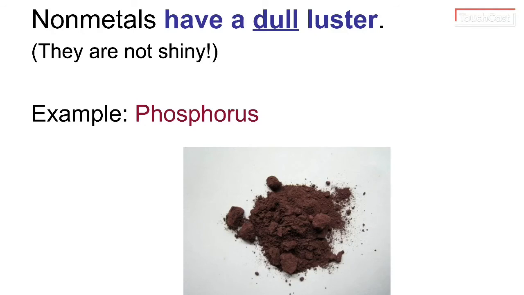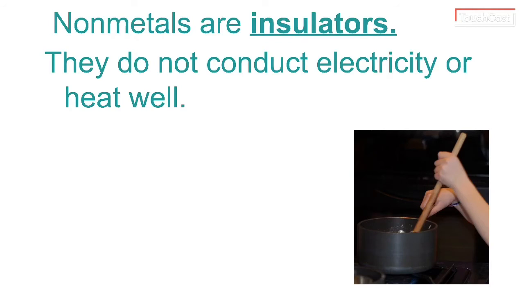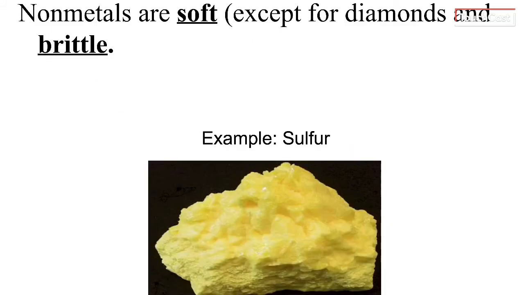All right, first blank for our nonmetals. Nonmetals have a dull luster. They are not shiny. An example would be phosphorus. Unlike your metals, nonmetals are insulators. They do not conduct heat or electricity very well. Basically, they allow heat to escape. Nonmetals are soft except for diamonds, and they're brittle.